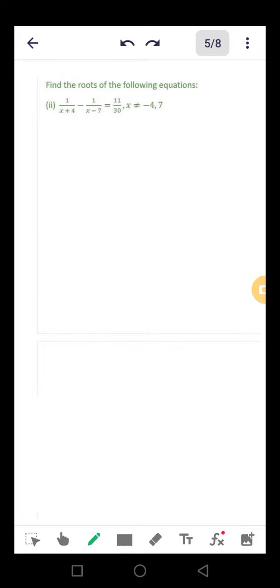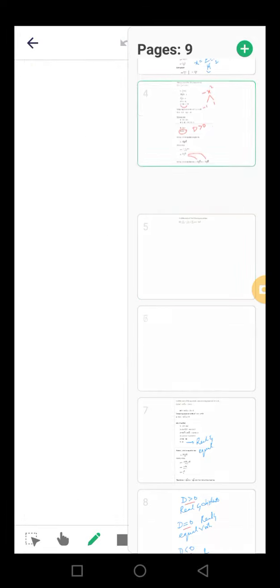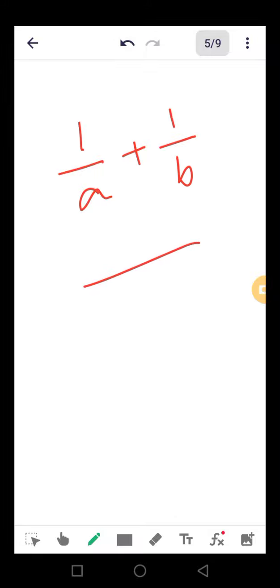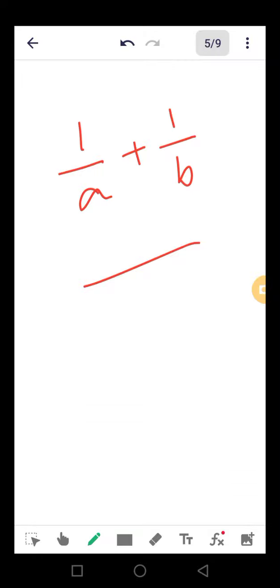Here also we apply the same method. This is called the butterfly method, okay? Let me tell you about this. Whenever you have 1 by a plus 1 by b, the LCM will be a into b, okay? This is called the butterfly method of solving.